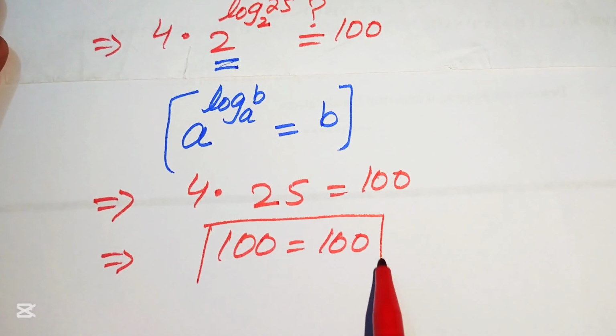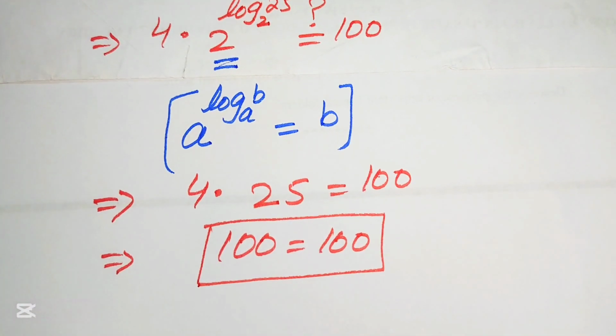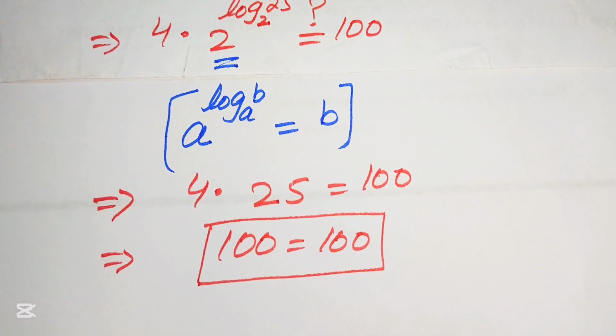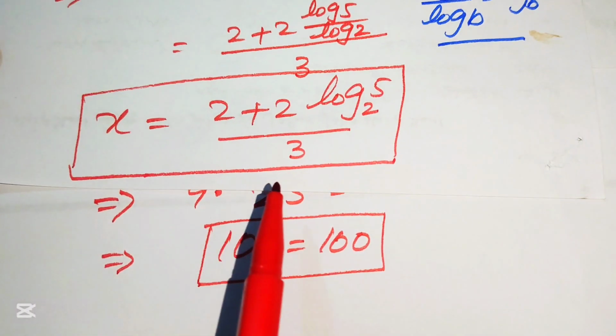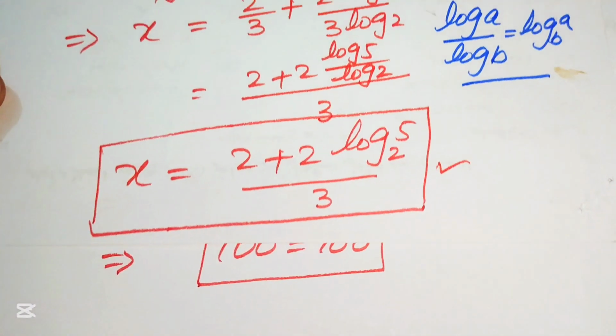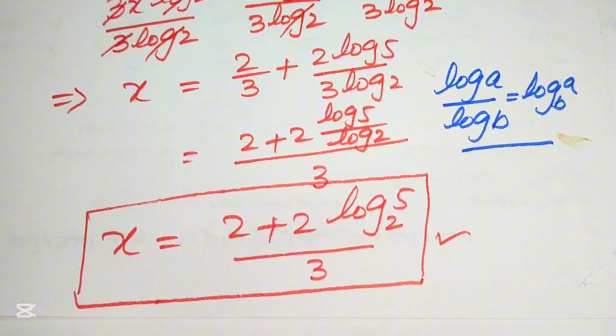So this shows that left hand side equals right hand side. So finally we say that the value of our x satisfies the given question statement, and this is the final answer.